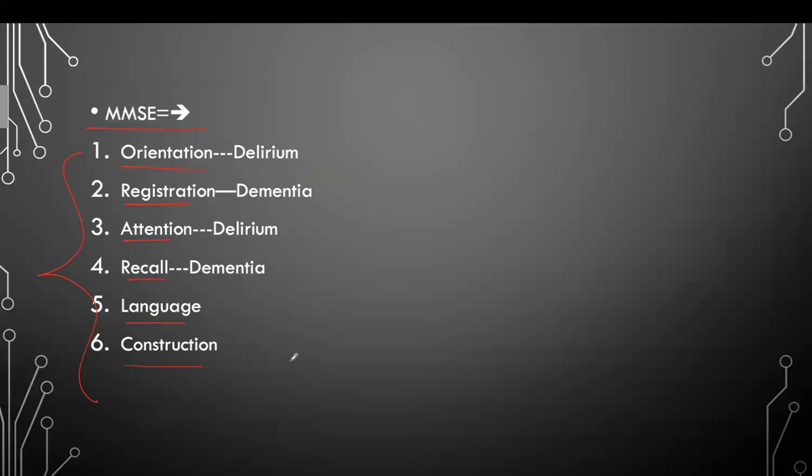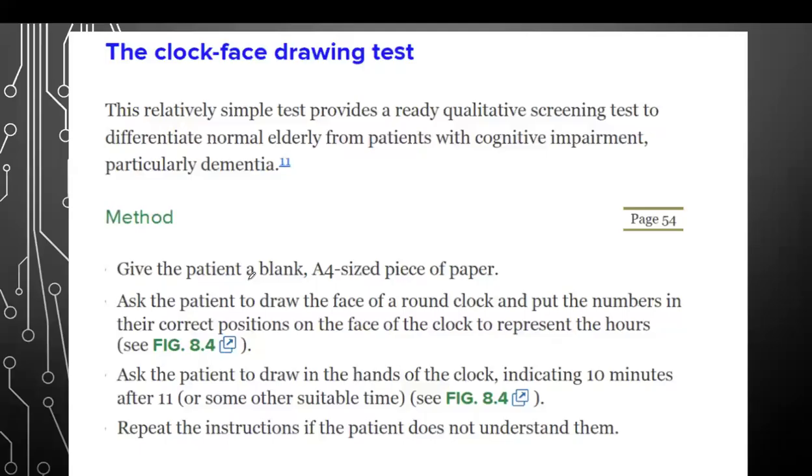So in a patient who has delirium, their orientation and attention will be significantly impaired. Whereas a patient who has dementia, their registration and recall will be impaired. And both delirium and dementia can have impairment of language and construction. All right. So sometimes in the question, they give you a patient who has chronic forgetfulness, getting worse, and they ask you what would be the finding in your MMSE? And the finding in the MMSE would be impaired registration or impaired recall.